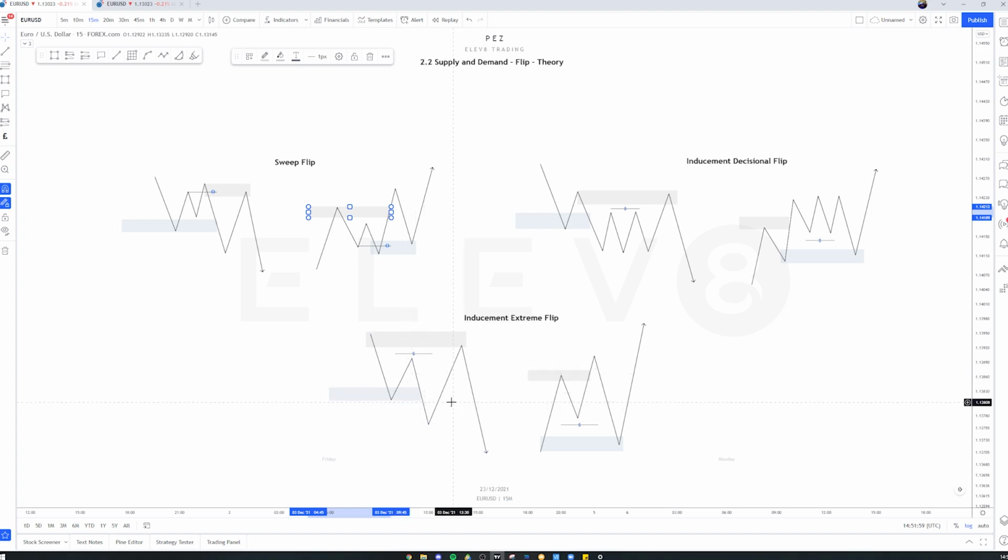But because there's no liquidity being generated, price comes straight back up, taking the liquidity from this high, which is inducement for this extreme supply, taps in and runs. So we look for our entry here.